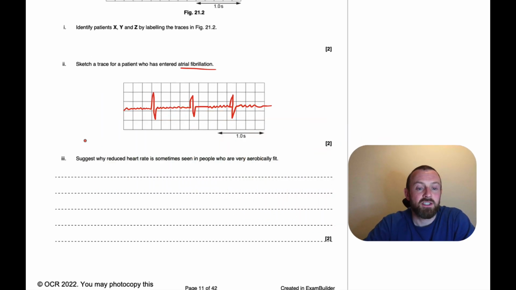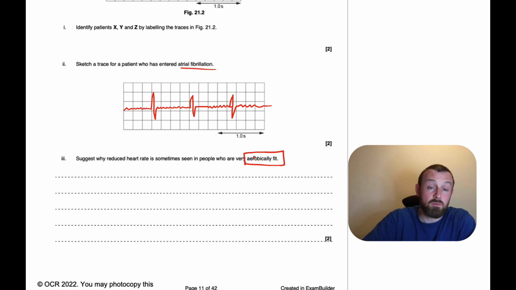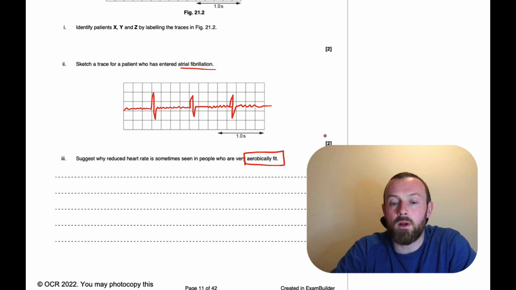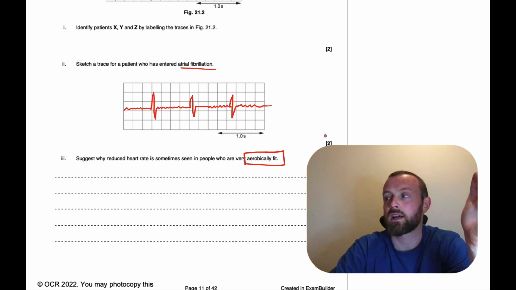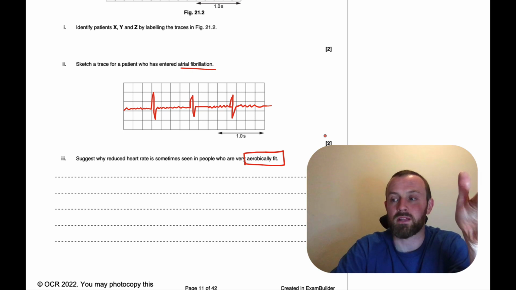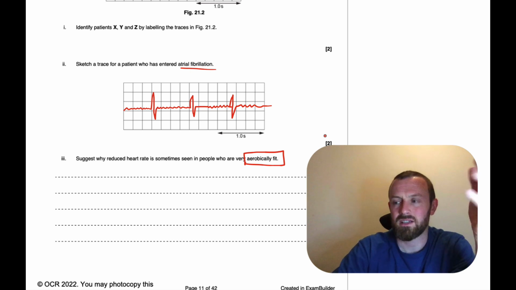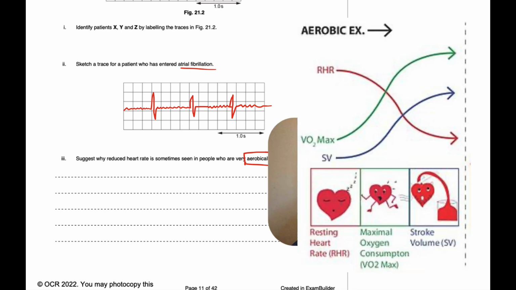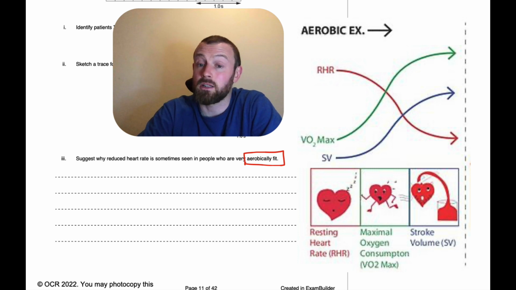Next question. Suggest why reduced heart rate is sometimes seen in people who are aerobically fit. So this question showed up some misconceptions that some students have. Some students think that if you're aerobically fit, you need less oxygen. Okay, that's not the case. It's not that you need less oxygen so your heart beats less. It's just that your heart can beat more effectively, probably because it maybe has a larger volume.